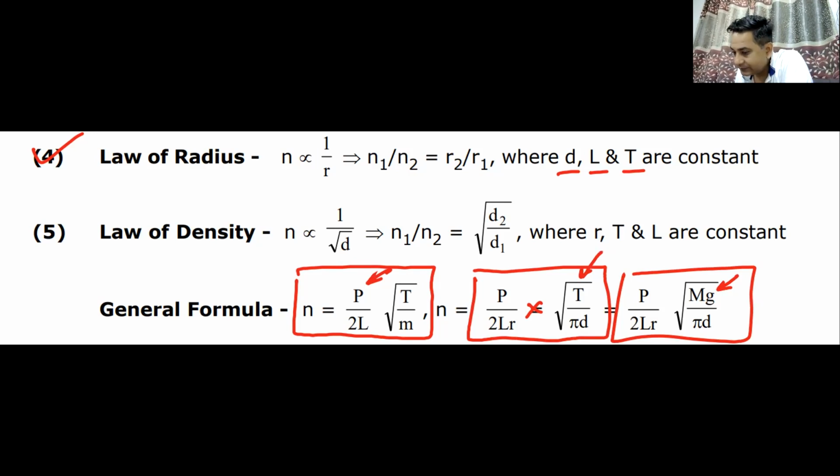The next formula is the law of density. You can see density comes in the denominator. So frequency is inversely proportional to root over d, or f1 by f2 will be equal to root over d2 by d1. The rest of the things are constant. I will give you a minute to note it down. If you have any doubts, please come forward and ask.